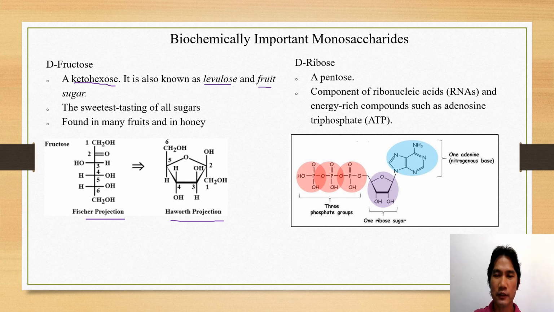And another one is ribose or D-ribose. D-ribose is a pentose sugar. Pentose has 5 carbon atoms. It's a component of the ribonucleic acid, RNA, and it's also a component of ATP or adenosine triphosphate. So this section here, this molecule here, is the ribose.